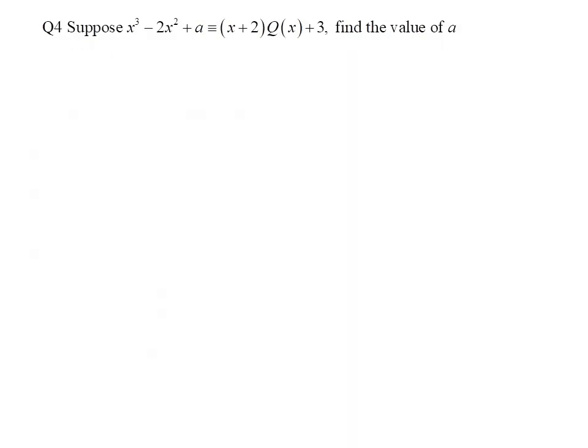Example 4 asks to find the value of a given that the polynomial x cubed minus 2x squared plus a can be expressed as (x plus 2) times q(x) plus 3. Here q(x) is another polynomial. Based on the initial inspection, the number -2 is substituted to the variable of the equation. So the right hand side of the equation is just 3. Then we can calculate the value of a, which is 19.